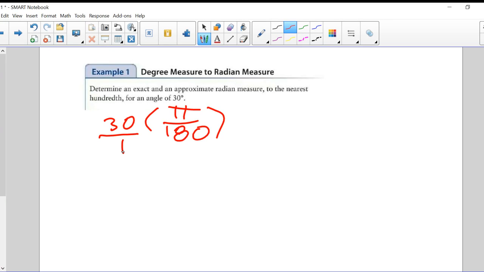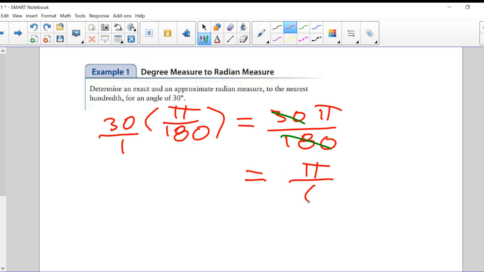Now, this is just a simple fraction calculation. So it's going to be 30 times pi over 180. I simply multiply the 30 times the pi over 1 times the 180. And of course, I can reduce this down. 30 goes into 180 6 times, and you can double check this for yourself. So what I'm going to end up with is pi over 6.